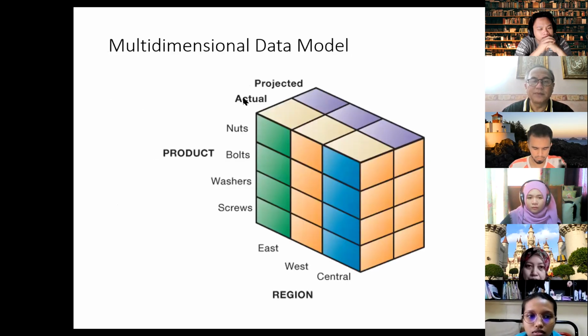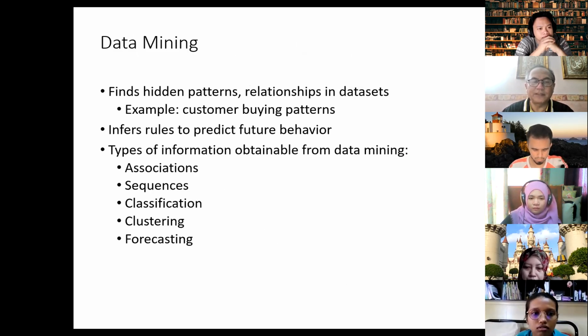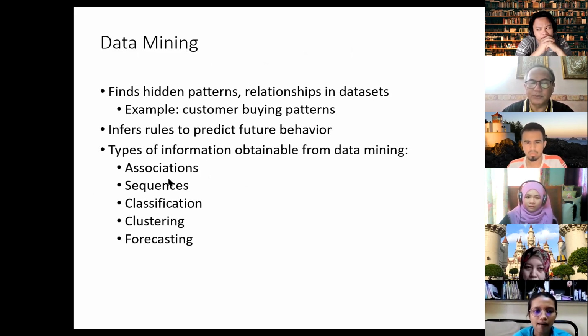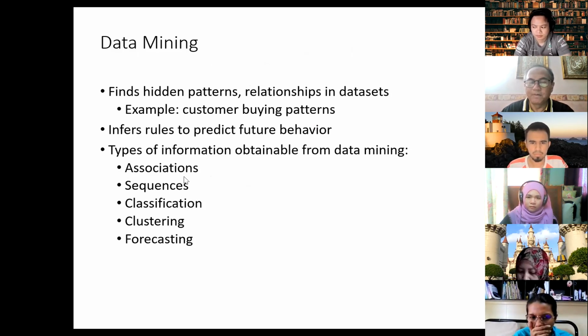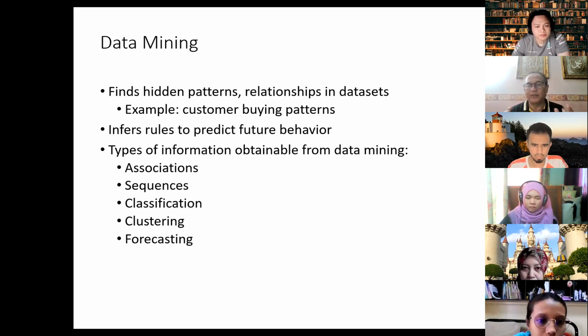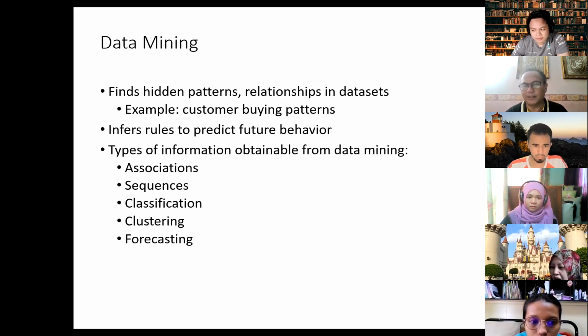Besides that, we can have data mining. Data mining finds hidden patterns and relationships within a data set. We use predictive analytics. We can infer rules: associations, sequences, classification, clustering, and forecasting. Associations mean that a group of data is associated with another group of data, so we can draw the association. Sequences mean that after a group of data occurs, another group of data will also occur. After this event, another event will occur. That is sequences.